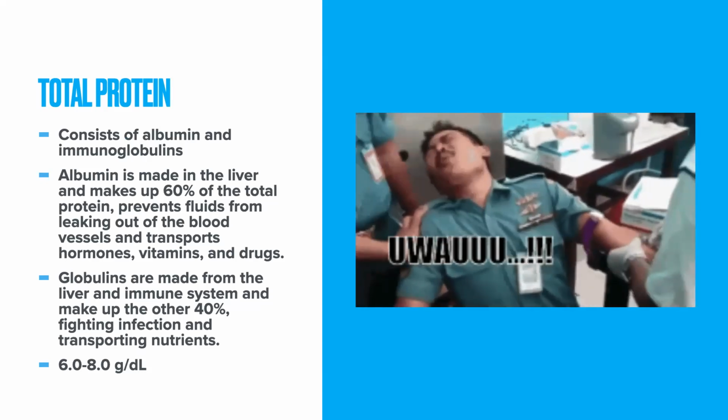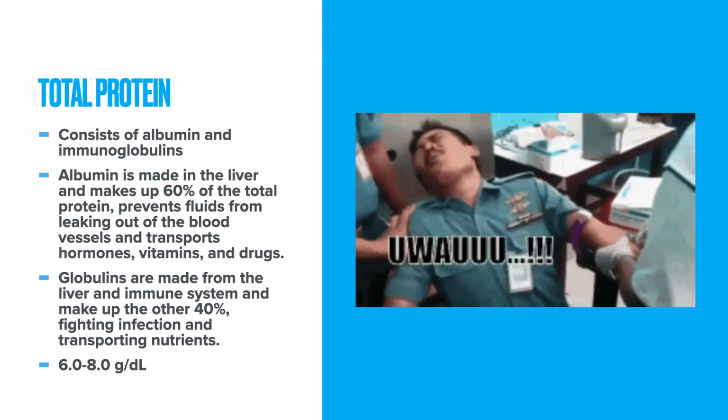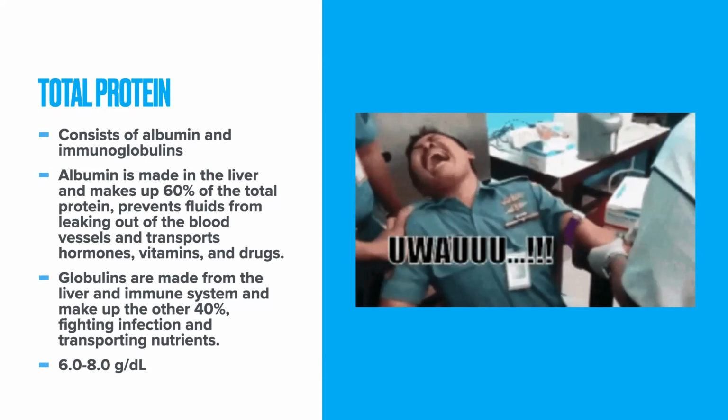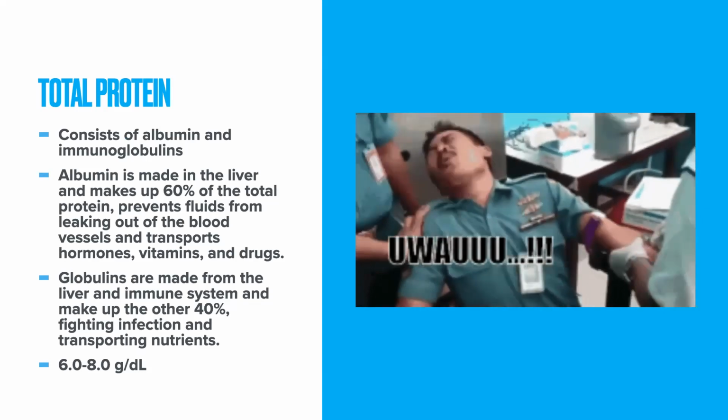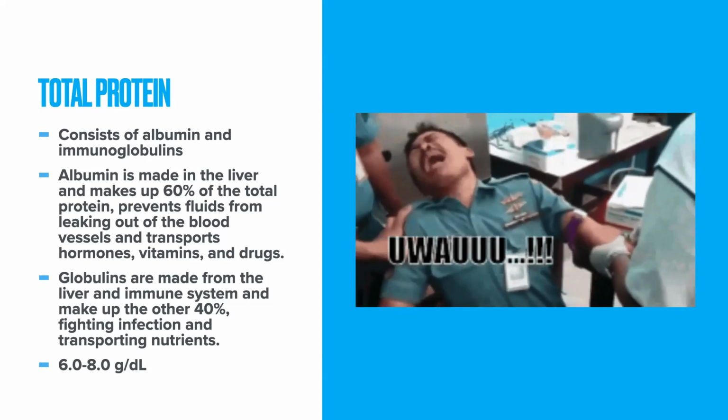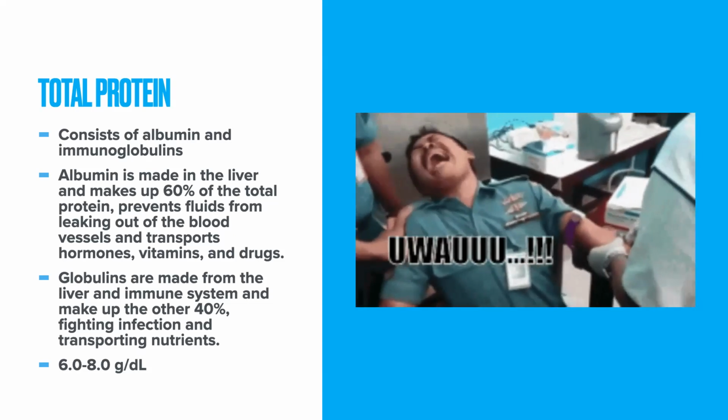So protein is really important. That's why we're checking protein pretty frequently. We want to know what that transport method is, right? We want to know, is the body able to actually transport these things to where it needs to go? And it's approximately 6 to 8 grams per deciliter.